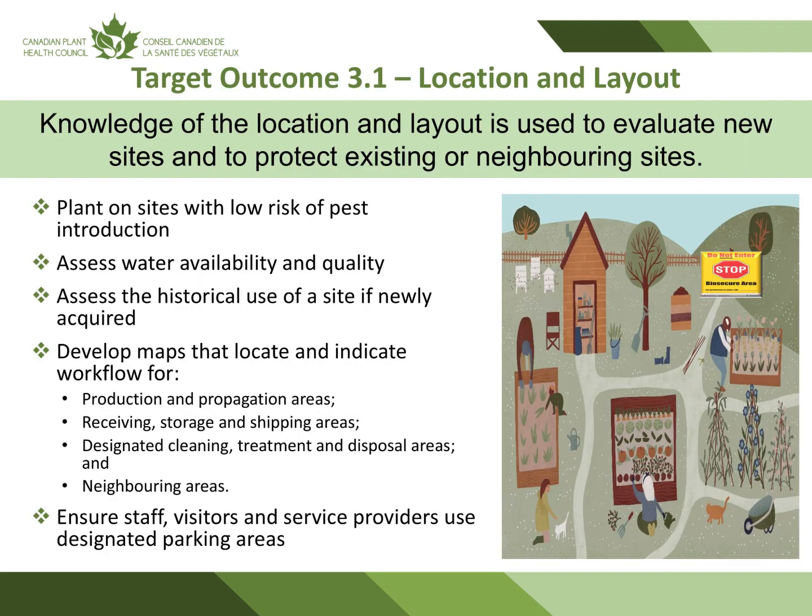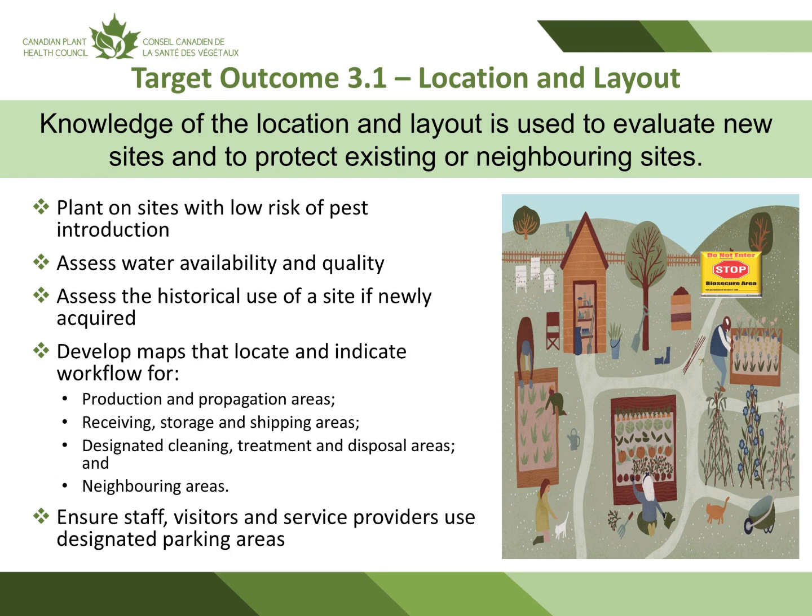The natural environment surrounding a place of production is important for identifying the source and nature of potential pests in the area. Understanding the layout of a place of production and neighboring places of production is vital information for helping to reduce the risk of pest introduction and spread. It is important to have a good knowledge of the location and layout of a place of production to evaluate the use of new production sites or to protect existing or neighboring production sites.